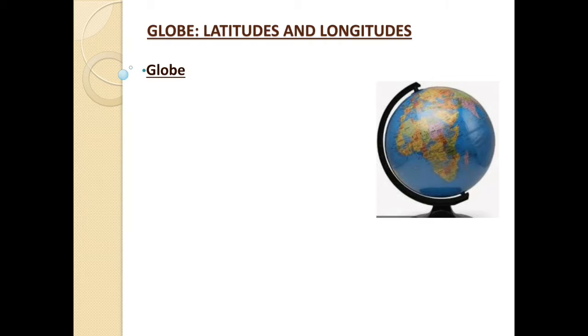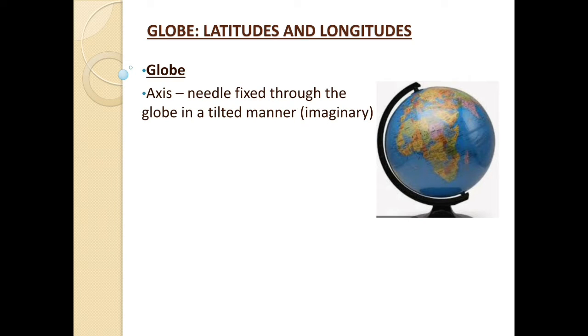Actually we can say that the globe is a miniature form of the earth and it has an axis. Axis is an imaginary line that passes through the North Pole and South Pole. Or we can say that it is a needle fixed through the globe in a tilted manner. You can see from this picture, this is the North Pole and this is the South Pole, and the axis passes through them.